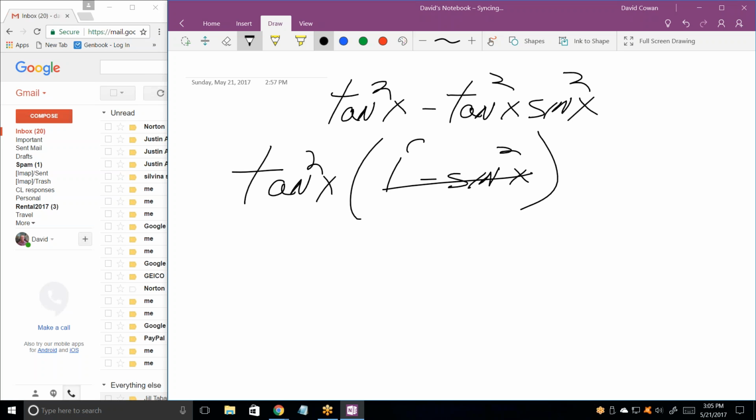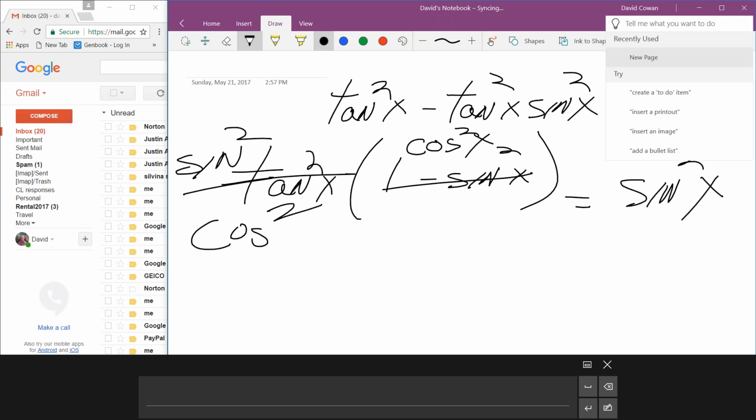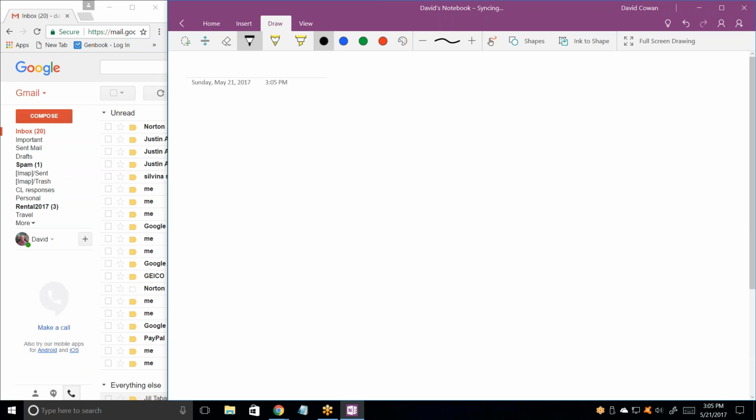Exactly. Oh, I see how this is going to work. That becomes sine over cosine, sine squared over cosine squared. Final result is just sine squared. Exactly. Cool. Okay. Always think factoring, whether you're in trig or algebra or calculus. Always be thinking factoring.